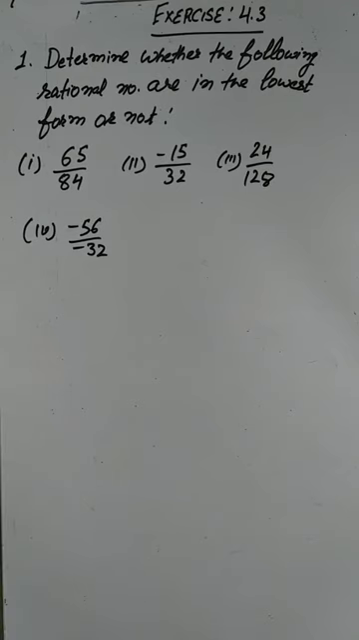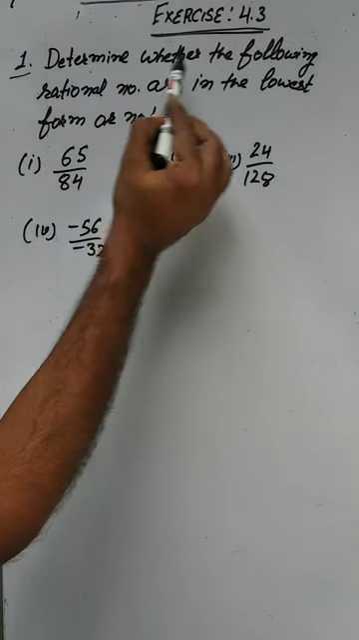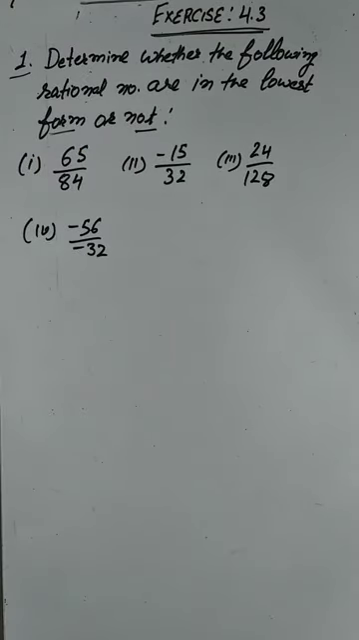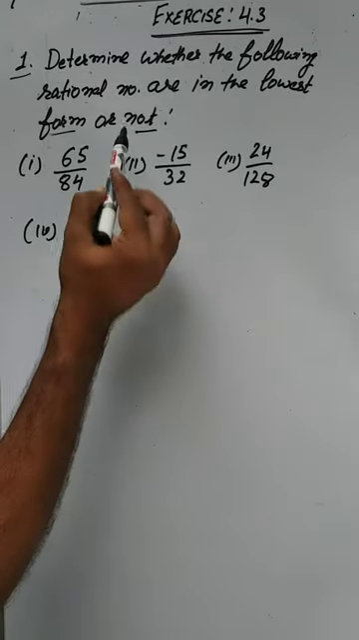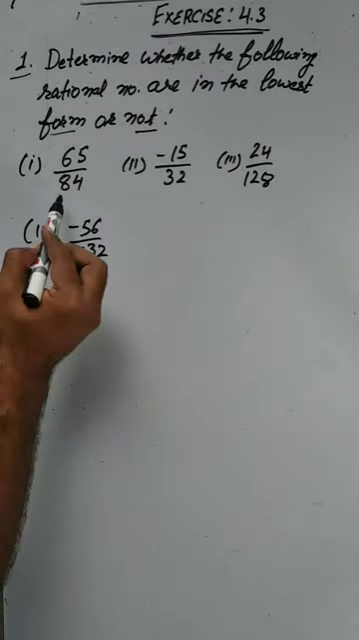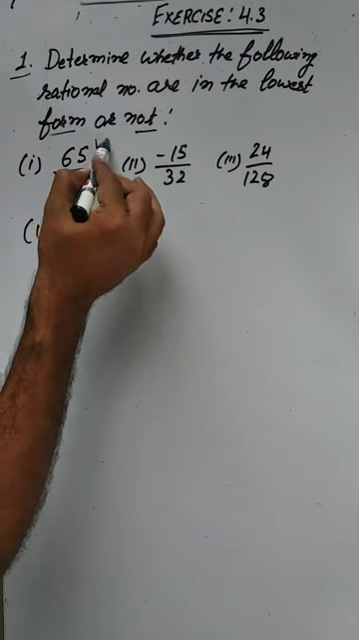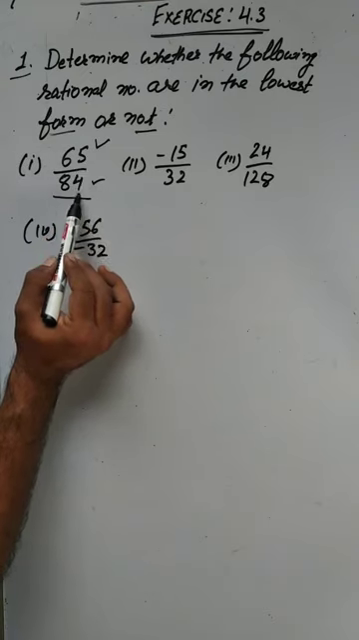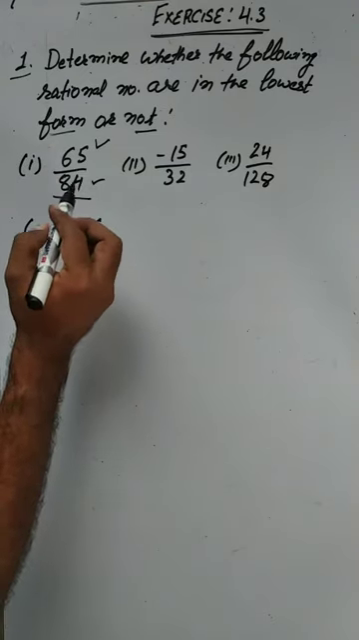Yes beta, your topic lowest form of rational number. Its based exercise is exercise 4.3. Question first. Determine whether the following rational numbers are in the lowest form or not. Beta, we can easily check whether the rational number is in lowest form or not. Look at the first rational number. Is anything common between 65 and 84? Clearly nothing is common except 1. That means the HCF of 65 and 84 is 1. So it is in the lowest form.